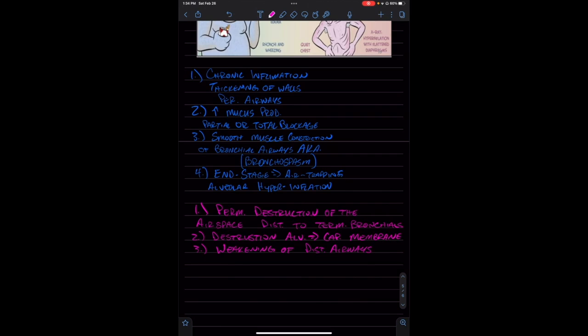And then lastly, this isn't like an end stage like you have with chronic bronchitis. This is early, right? You have that air trapping. This is that classic sign. Air trapping and alveolar hyperinflation.